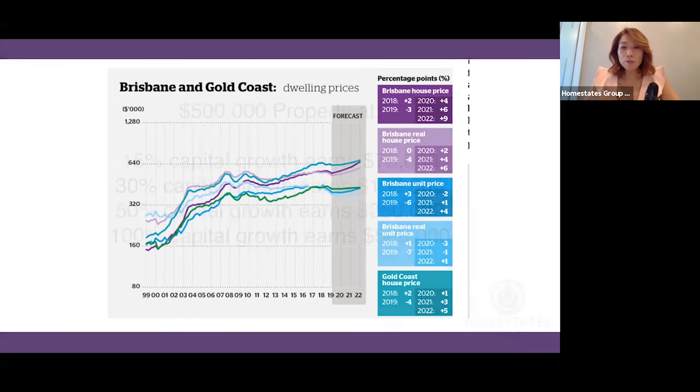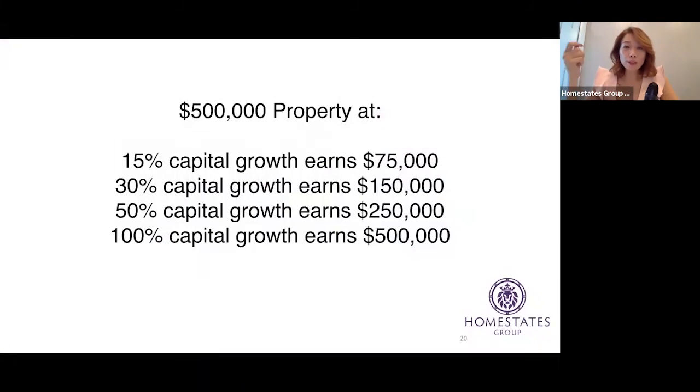So what does that really mean? It means that if you purchase a property at 500,000 with only 15% capital growth, you already earn 75,000. Now with 50% capital growth, you earn 250,000. Now, the longer the kids stay here, or let's say you leave this property here, the bigger the capital growth will be. And imagine if this is what happened, that's what I was talking about: refinancing.